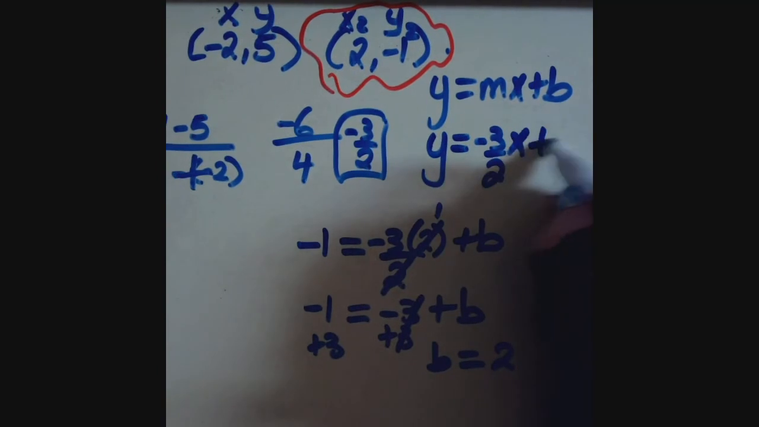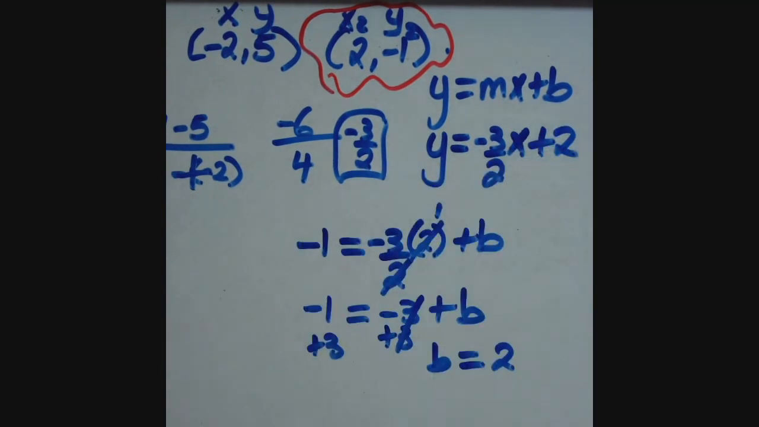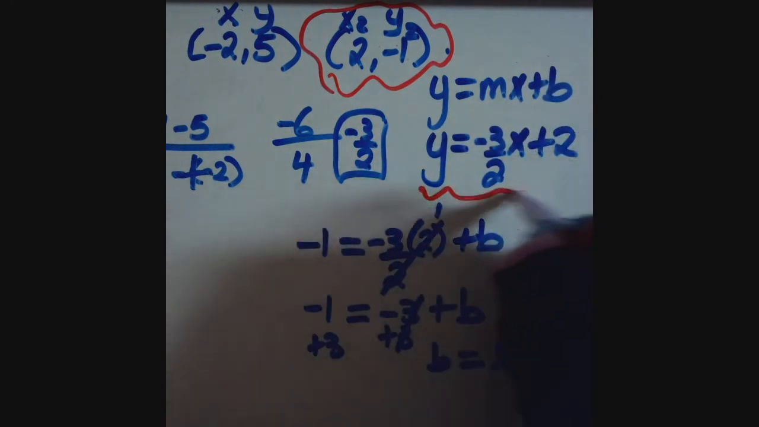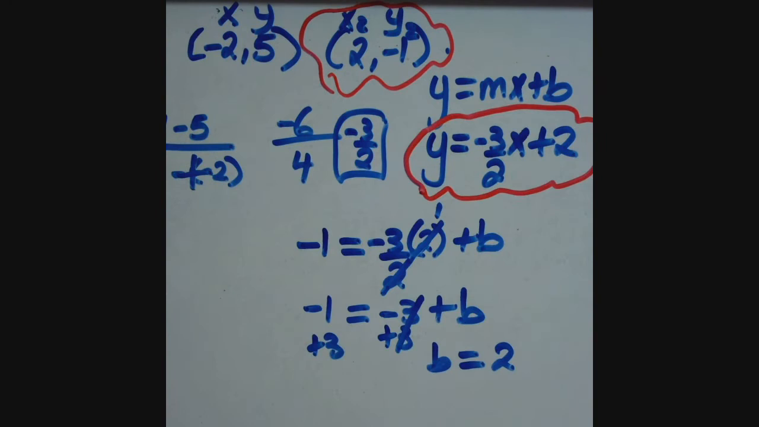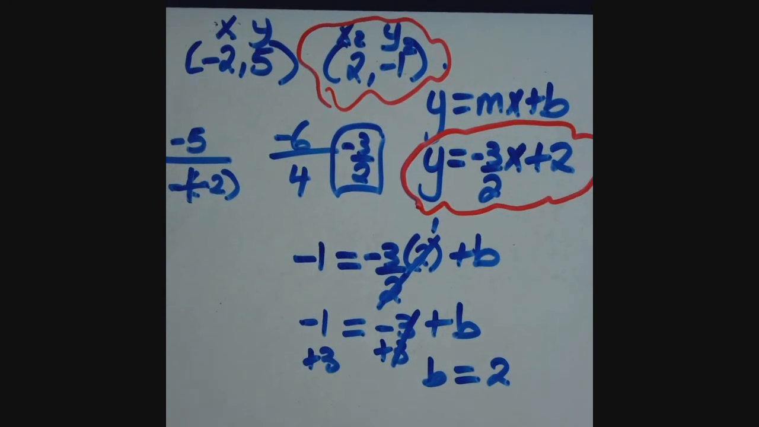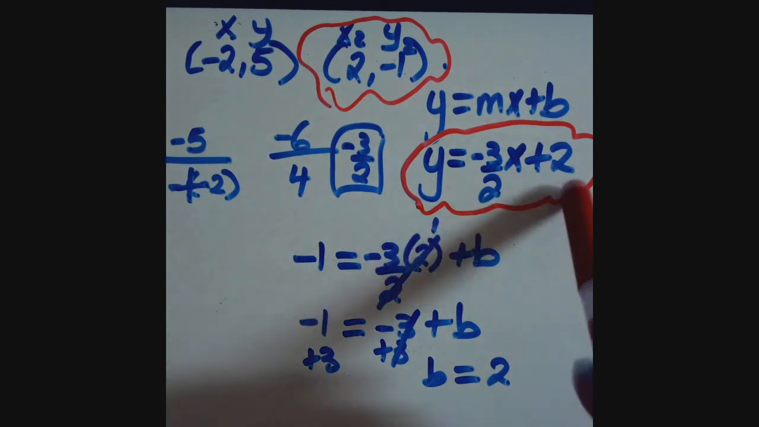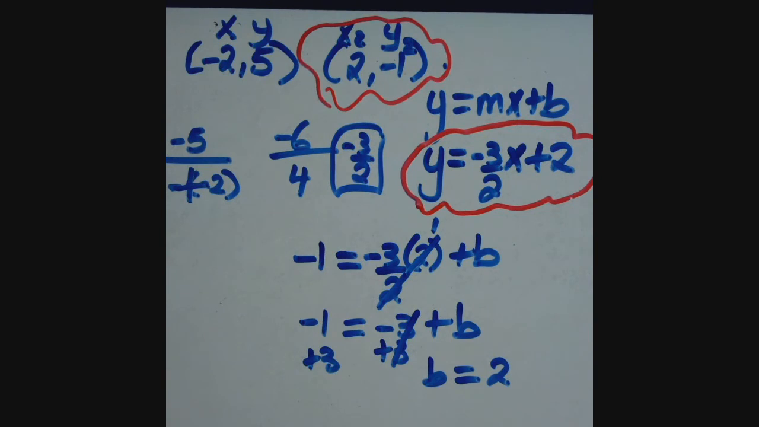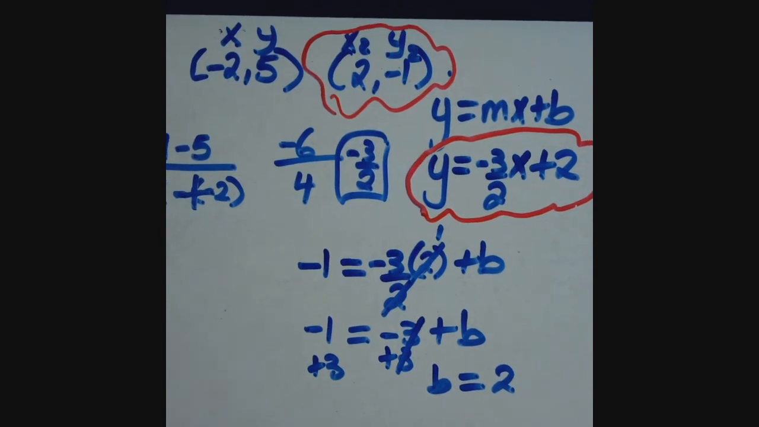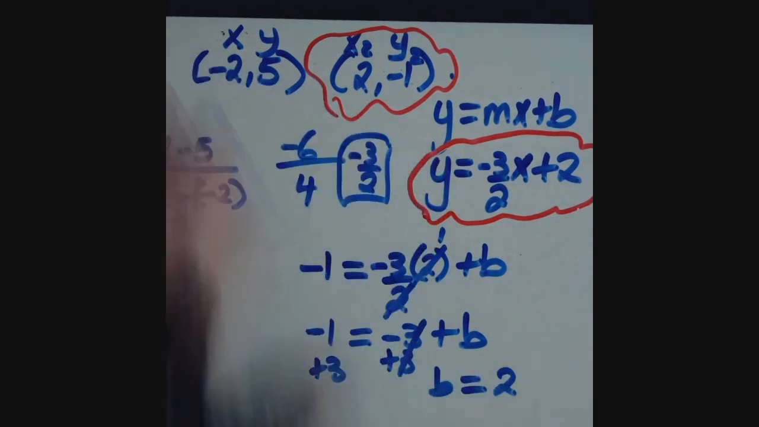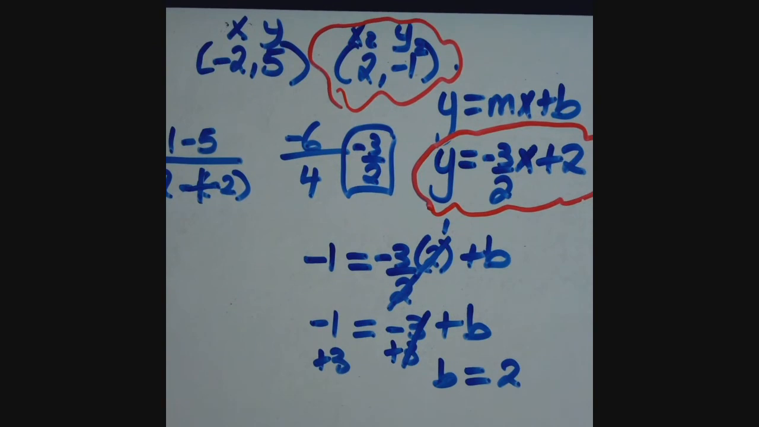So now I have everything I need. Let me put the color around the final answer. There it is: y equals negative 3 over 2x plus 2. So the slope, or the rate of change, is negative 3 over 2, and the y-intercept, the b, is 2. When you have two ordered pairs and you don't have the y-intercept, get the slope first. Then you use either the second or the first. It does not matter. You would have gotten the same answer, and you will find out what b is.